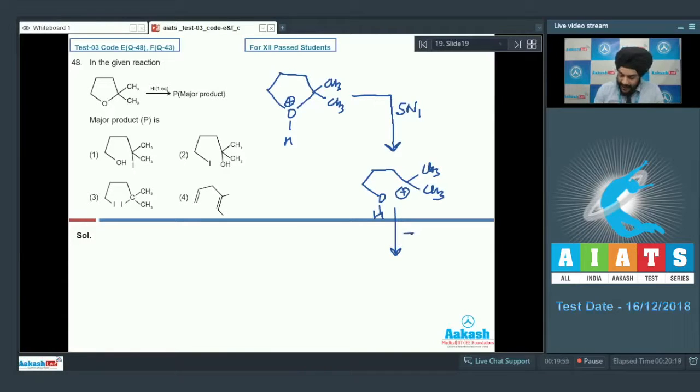And in the second step, the iodide ions will attack this carbocation, leading to the formation of a tertiary iodide. So this is the major product P obtained in the reaction. Students, the major product P is correctly represented in the first option. So we have to mark option 1 as the correct answer to question number 48. Let us look at the next question.